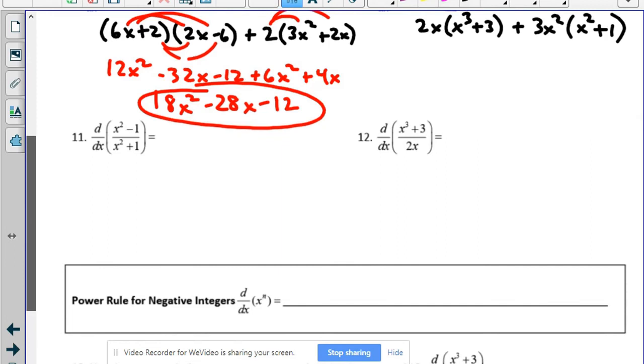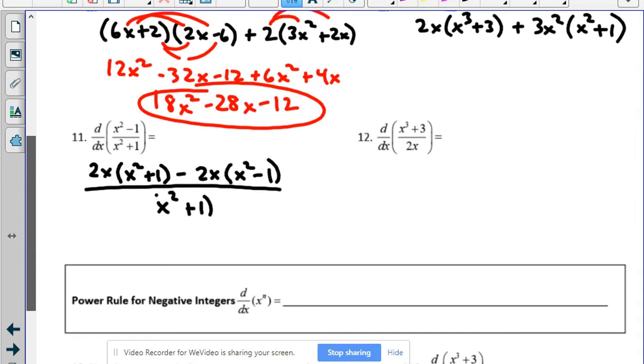The derivative of this one, well, it looks like this is going to be the quotient rule. Derivative of the top times the bottom. So the derivative of the top is 2x, and I'm going to multiply that by the bottom, that's x squared plus 1, minus the derivative of the bottom, which is 2x, times the numerator, x squared minus 1, all over the bottom squared, or all over the denominator squared. So this is the derivative of that function. There is a lot of simplifying that can be done to the numerator, but I'm going to leave that to your algebra abilities.